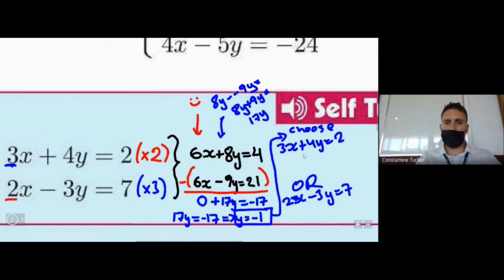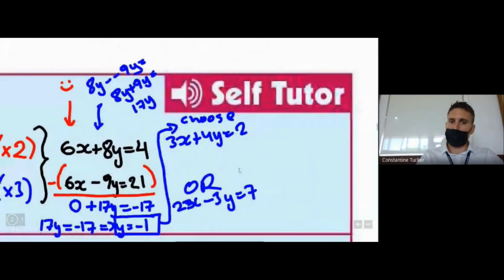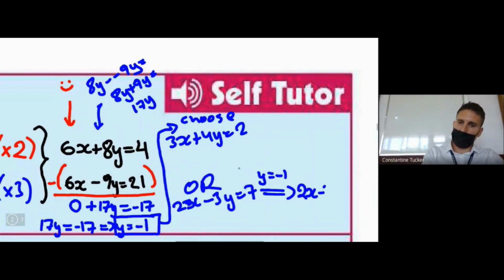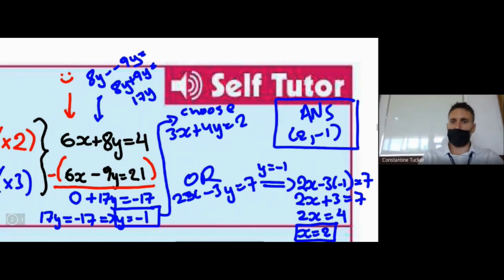So which one should we choose, the first one or the second one? Second one. Okay, well, let's choose the second one. So if y is equal to minus 1, let's see what we get. We get 2x minus 3 times minus 1 is equal to 7. So we get 2x plus 3 is 7, which means 2x is 4, which means x is 2. So the final answer here would be that we have a point which is 2 comma minus 1. This would be the final answer.